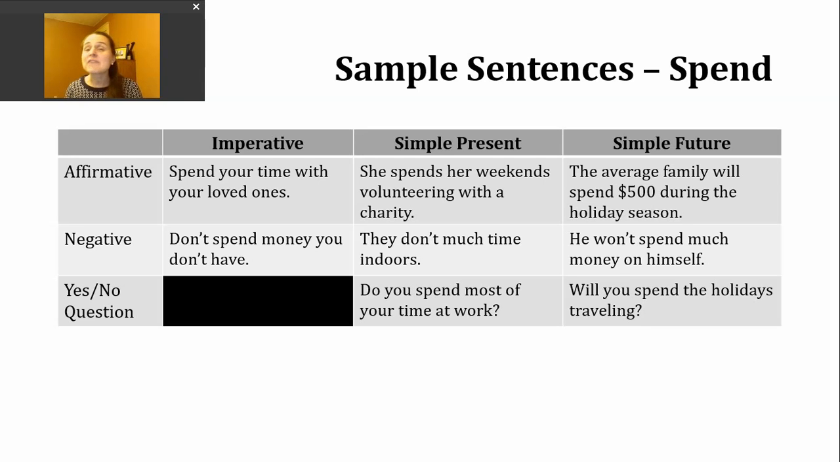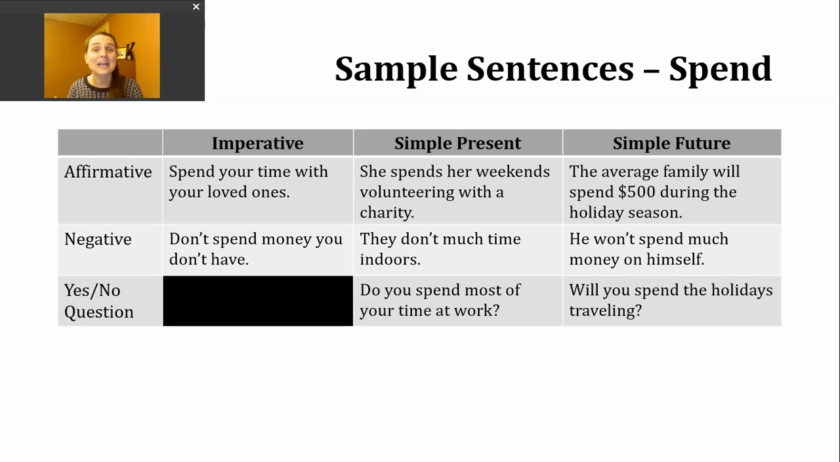Okay? If I want to make a negative imperative, so I'm telling someone not to do a particular action, I'm going to start with don't. And again, just like the affirmative, I could add please to the beginning or the end to sort of soften or make the statement seem a little kinder or more polite.